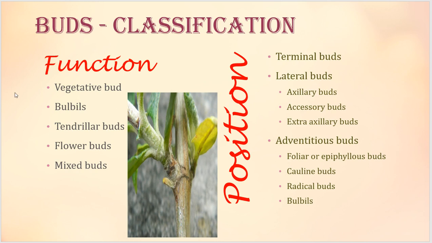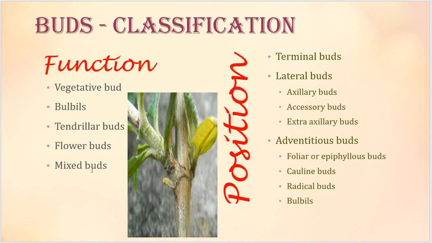That means a bud which later produces vegetative structure like a stem or a branch, or it can produce a leaf and so on. Bulbils are reproductive structures which will later produce an entire new plant. When it gets detached from the parent plant, it will produce one entire new plant. So this is based on function. And then tendrilar bud, which will later produce the tendrils. Flower bud, a bud which later produces a flower. Mixed buds, a bud which will later produce any of these structures.